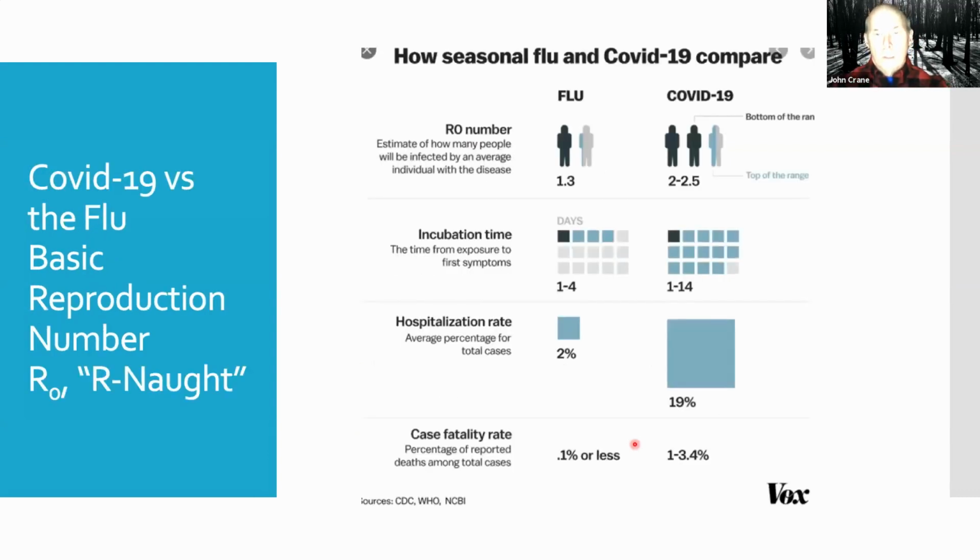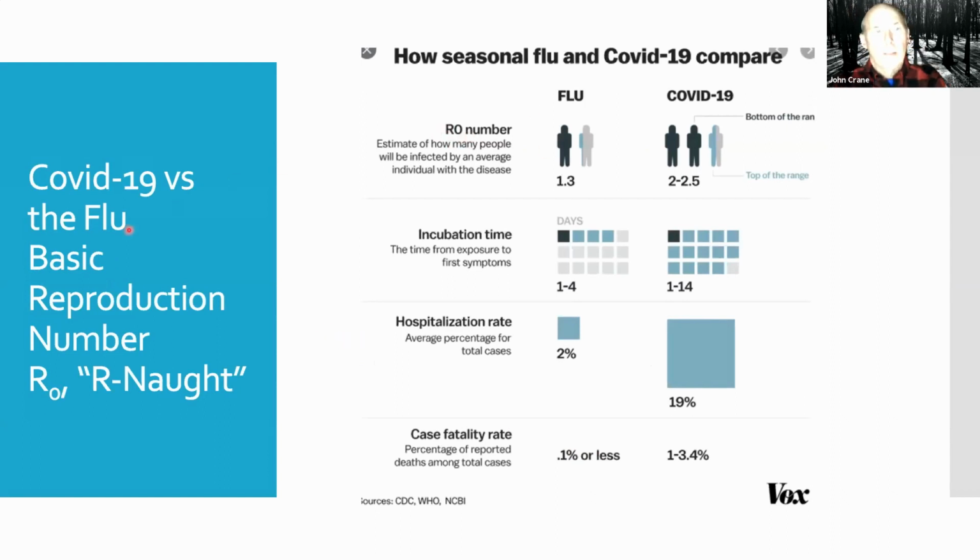So just a little bit about the differences between COVID-19 and influenza. They are similar. They're both viral respiratory infections, both transmitted through the air, either by large droplets or by true aerosols. But there's quite a few differences between the two.